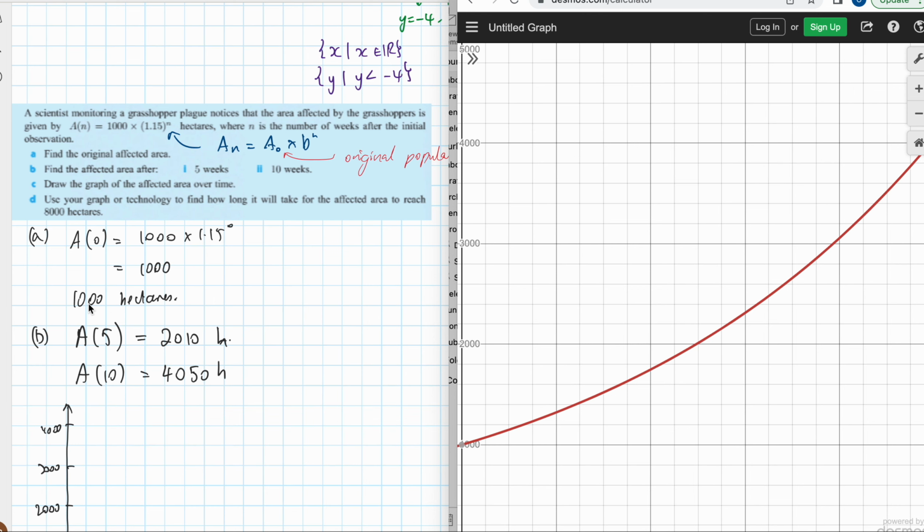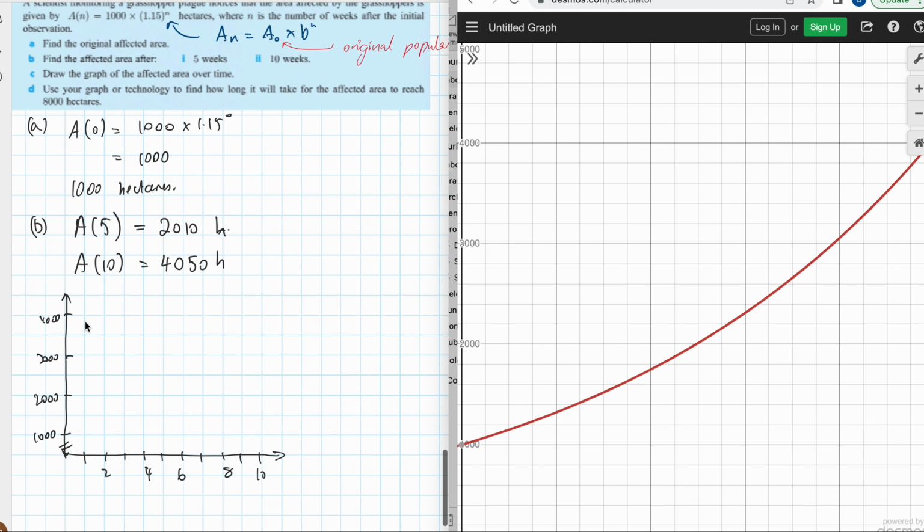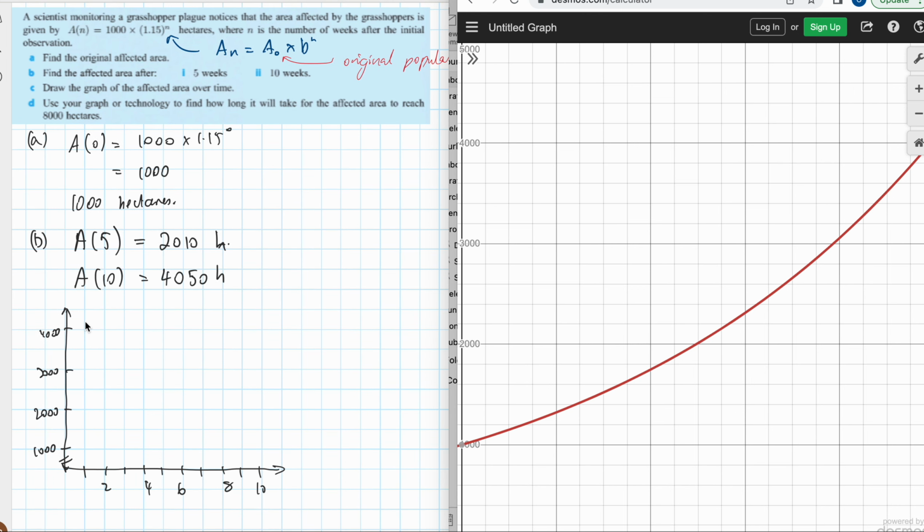So we've got 3 points here, which should be enough for this. So let's put in 1,000. Let's go to green. 0 is 1,000. Nice big dots to represent this. 5 is 2010. So I'll put it about there. And then we've got, oh, what am I doing there? Sorry, that's meant to be 5, right? 5 is 2010. And then I've got 10 is 4,050.